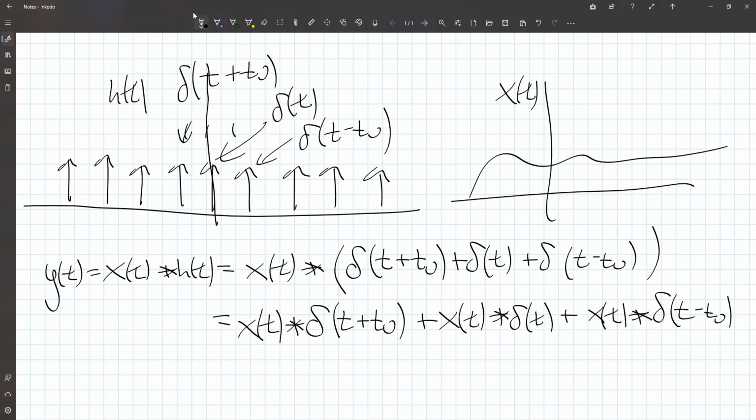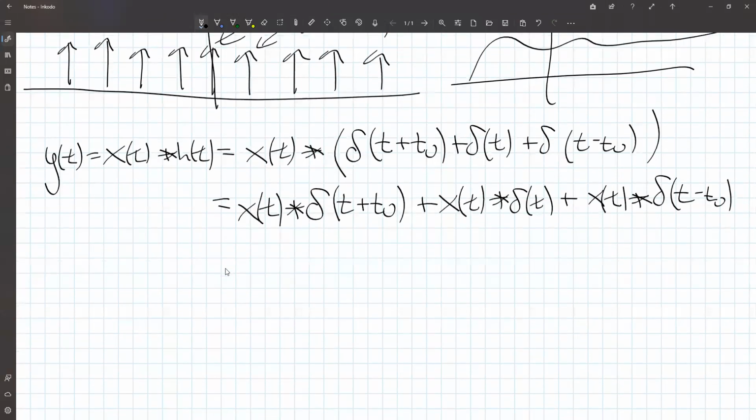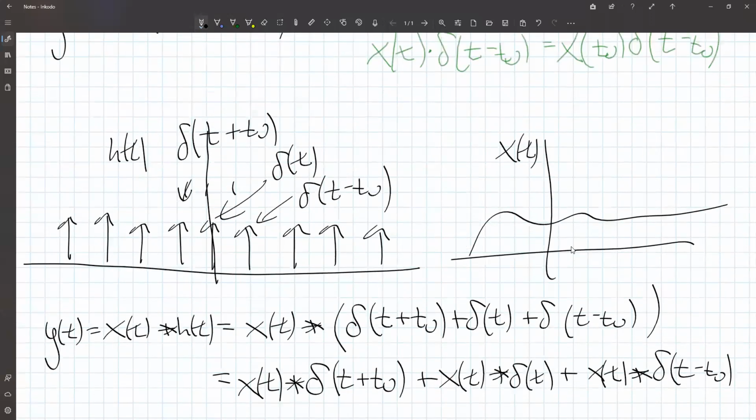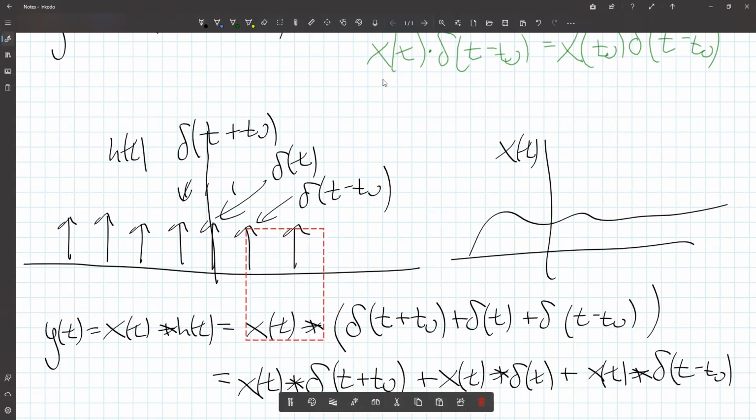And now we're not talking about the sampling property. Now we're talking about the sifting property, right? Because I'm not multiplying a signal with an impulse. I am convolving a signal with an impulse, correct? And what the sifting property says, if we try to think about this in an intuitive sense, I guess.